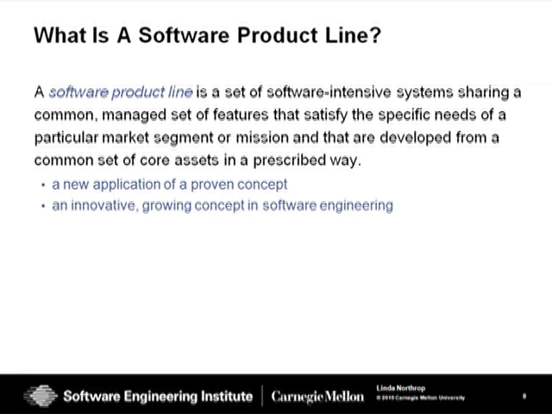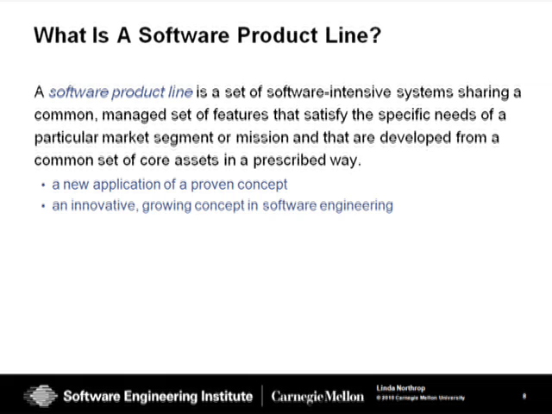More recent applications would be Airbus, or if you can stretch back a few years, an IBM 360, or just look around at McDonald's or Burger King. They all have common features in multiple of their products, and these products are developed from a common set of assets in a prescribed way so that we can take advantage of the fact that there are common parts. In fact, software product line is an innovative growing concept in software engineering.